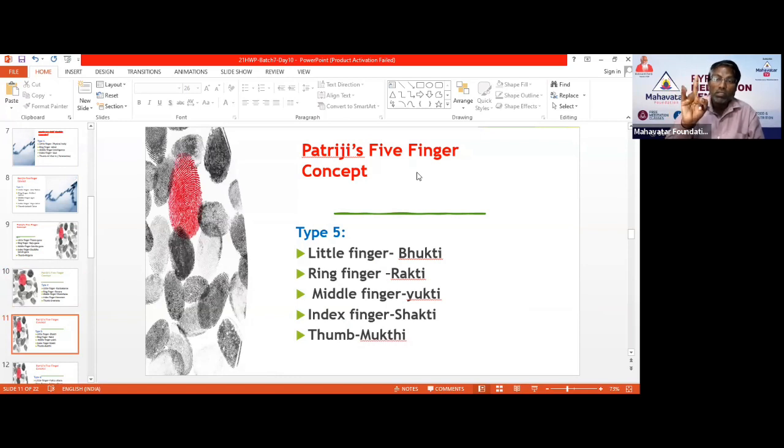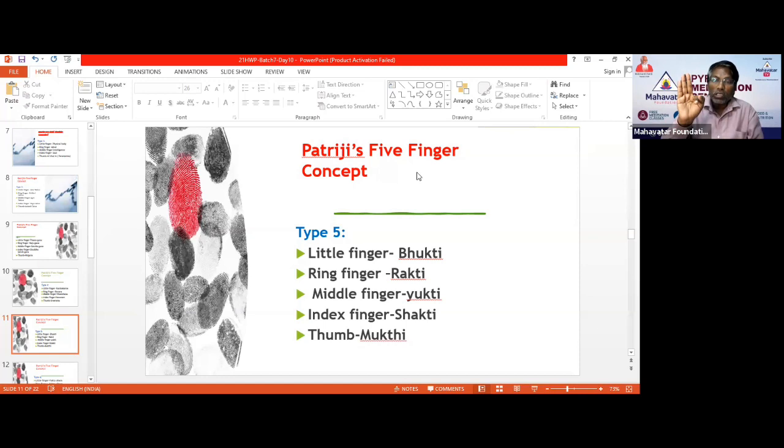Then the other one is the middle finger. This refers to Yukti. Yukti means what? Buddhi, right? Buddhi, Yukti. And then the index finger refers to Shakti. So this physical body, eating and enjoying and sleeping, all this. Then this comes to entertainment, right? All the entertainment. This comes to intellect, like buddhi. So like reading books and gaining more and more wisdom, all that will happen here.